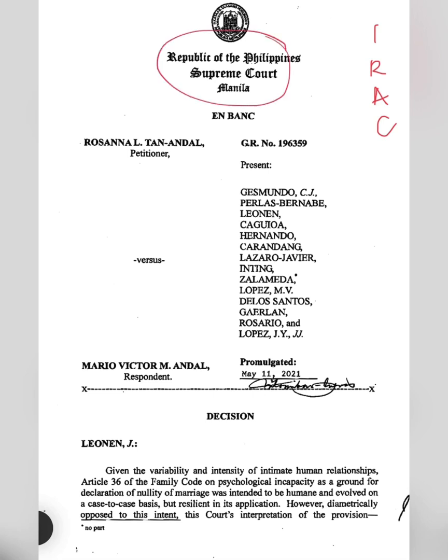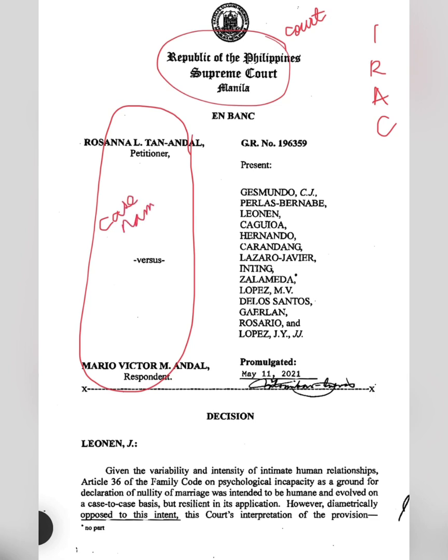First off, we have the court. So this is where the case was held, the court. We also have the title or the case name, wherein these are the list of the names of the litigants. So either the respondent, petitioner, plaintiff. So this is the case name, or for some, the title of the case.